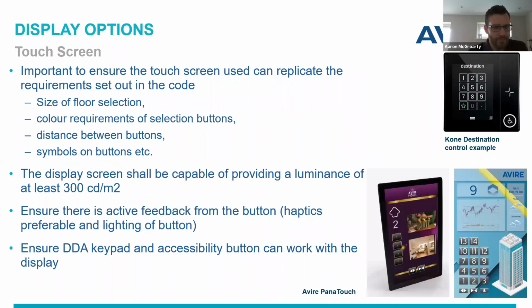Next slide. So the touchscreen, important features as we've gone through already, is to ensure that they are compliant to the code. So size of the floor selection, the luminescence requirements to make sure that the display is bright enough, distance between buttons, symbols, and ensure that there's feedback. There's actually been quite a few happenings in technology where you can get some quite good haptic feedback from your touchscreens. I've also seen displays that do touchless haptic feedback using sound waves, which look pretty cool. So I'm looking forward to seeing how they develop.